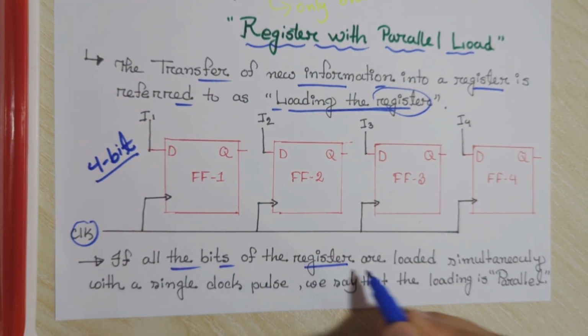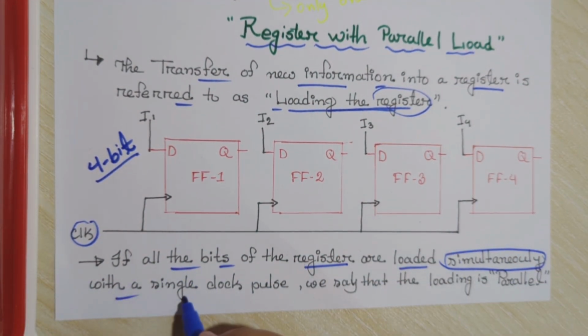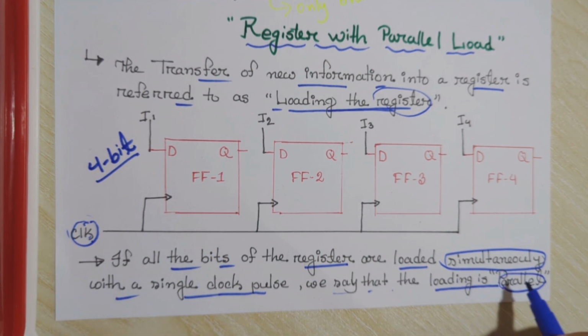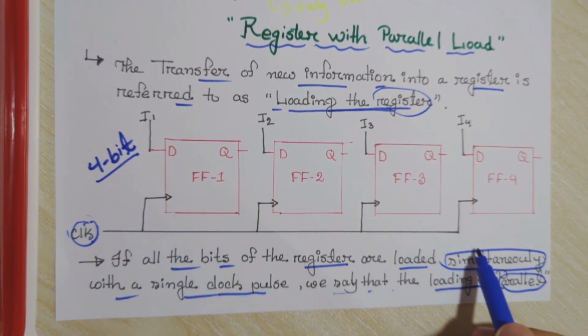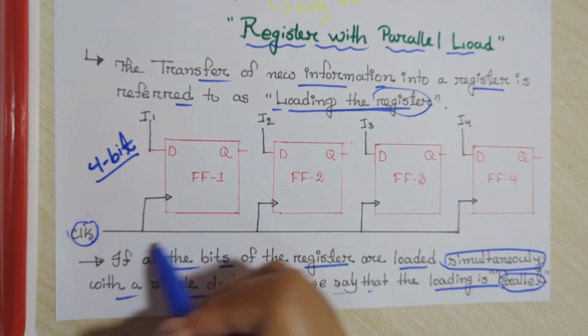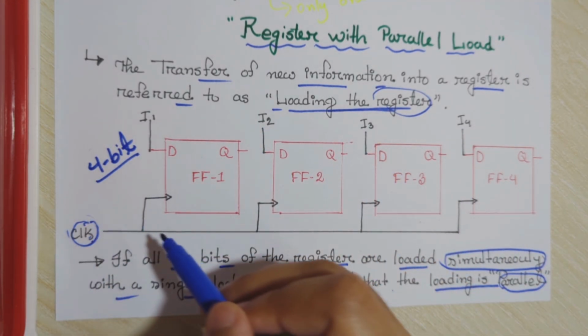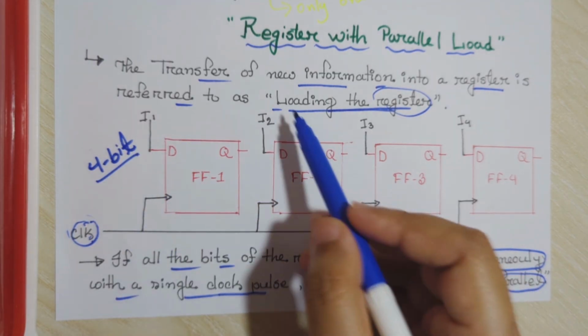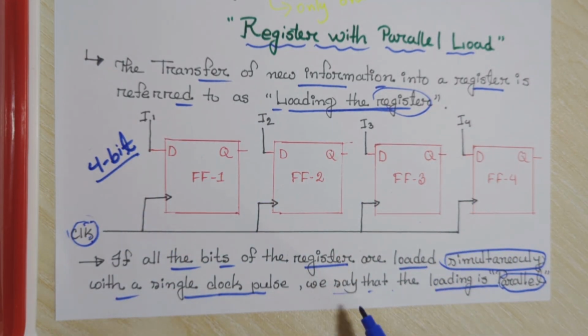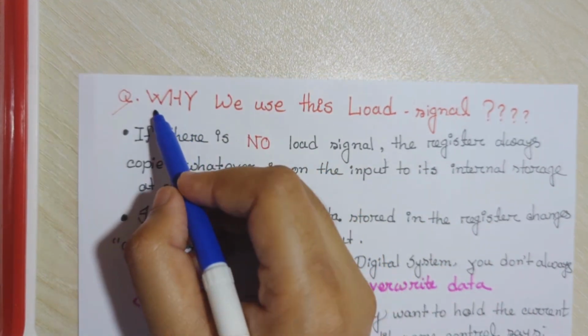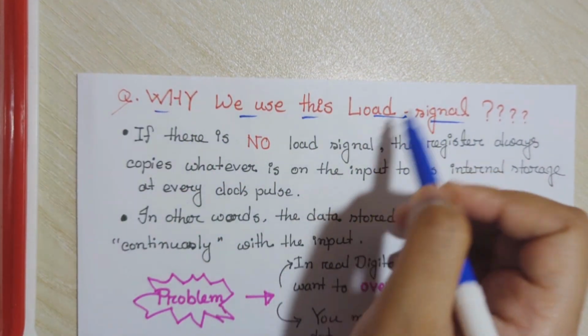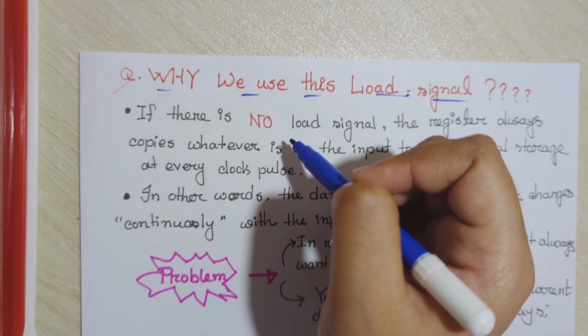If all the bits of the register are loaded simultaneously with a single clock pulse, we say that the loading is parallel. Here we have seen that the register is loaded simultaneously with a single clock pulse, meaning the same clock pulse is applied to all the flip-flops and these inputs are loaded into all these flip-flops simultaneously. Then we can say that this is a parallel load register. There might be a question: why do we use this load signal? What is the use of this load? Let's see the answer to these questions.